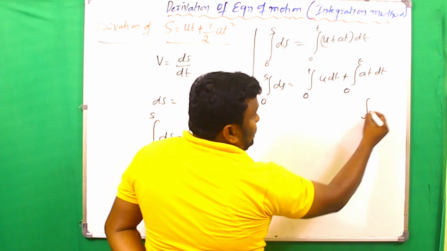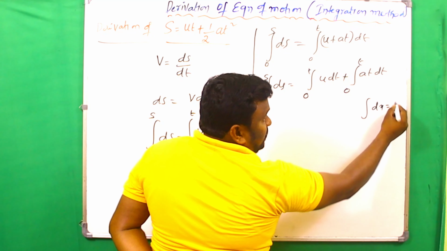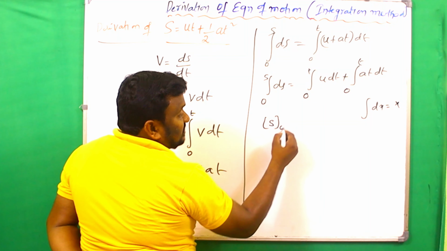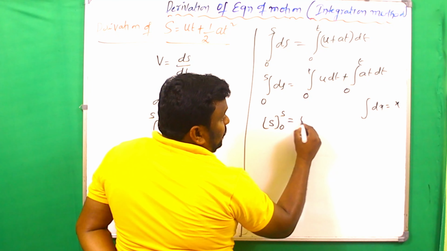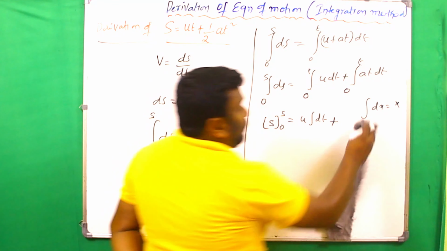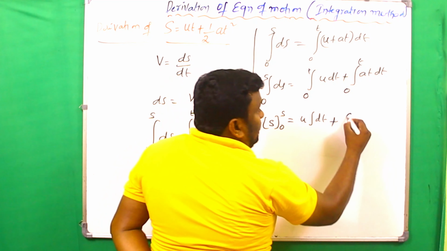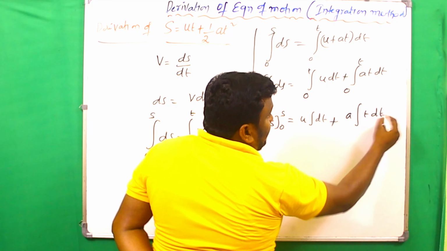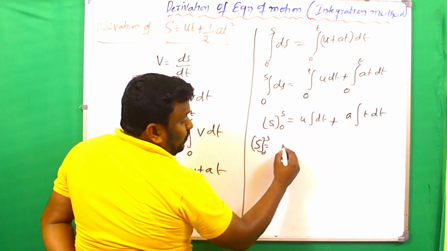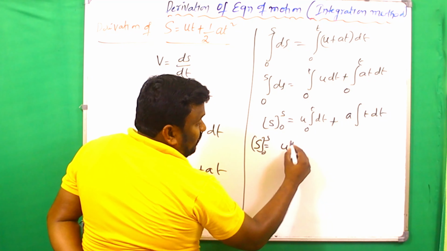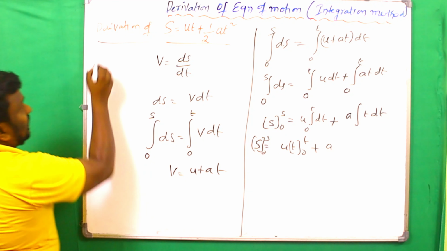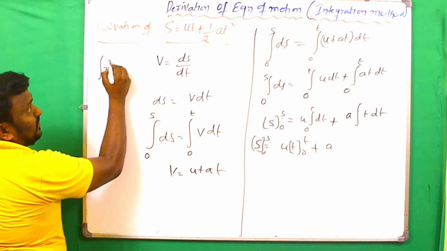So already we discussed integral dx is equal to what? x, like that. Here integral ds means what? s. Limits are 0 to s. Here it is u integral dt plus a integral t dt we can write. So then obviously 0 to s, s is equal to ut, limits 0 to t, plus a, and that should be in the form of integration of x to the power of n dx.